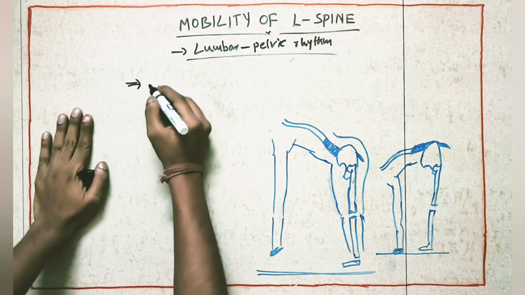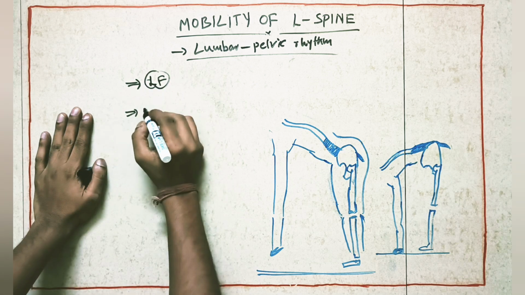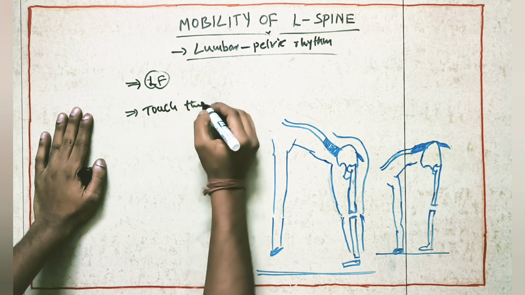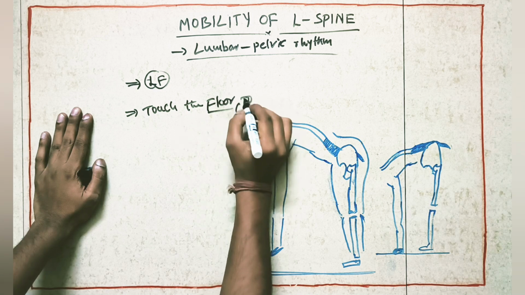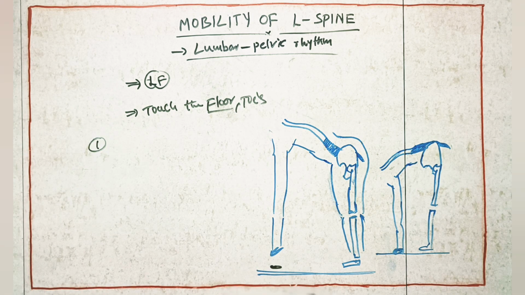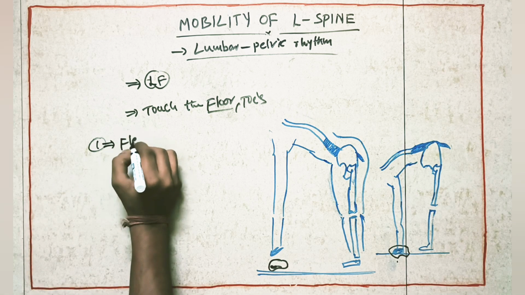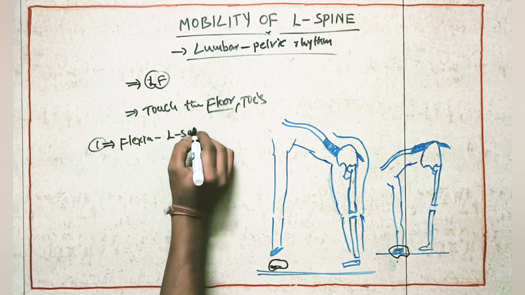Suppose the person is doing lumbar spine flexion. Suppose we are taking an example: one person is trying to touch the floor, or toes. When he attempted to touch, see here, this is the floor. In the first diagram, he didn't touch the floor. In the second diagram, he touched the floor. So imagine the patient is doing the first, flexion of the lumbar spine will happen.